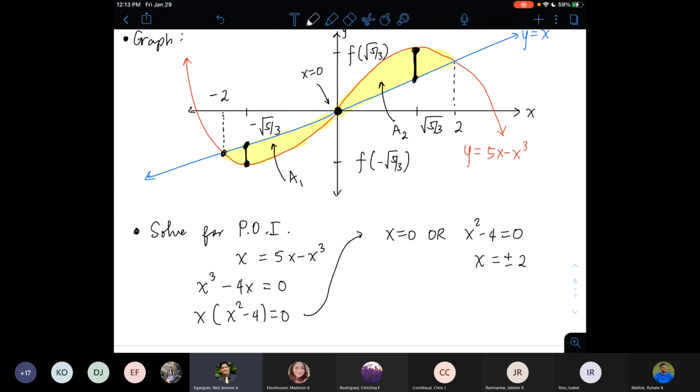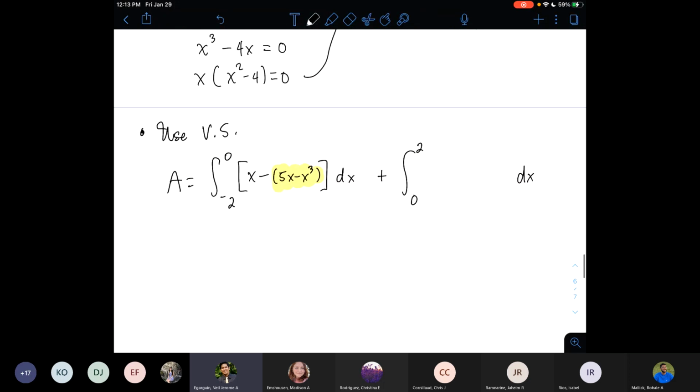And then conversely, from 0 to 2, that's area 2. In area 2, the top function is the red one and the bottom function is the blue one. So that means we will have as integrand 5x minus x cubed minus the bottom function, x, with respect to x. Okay? Then all you need to do is carry out the integration. I guess it's straightforward. I will skip some of the details and just give you the final answers here. It's going to be 4 plus 4, and the area is equal to 8.